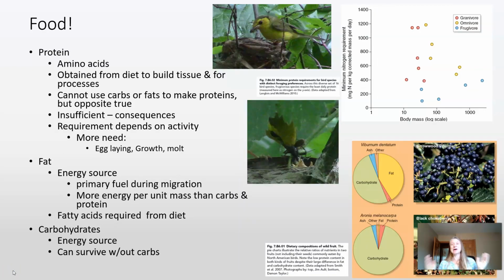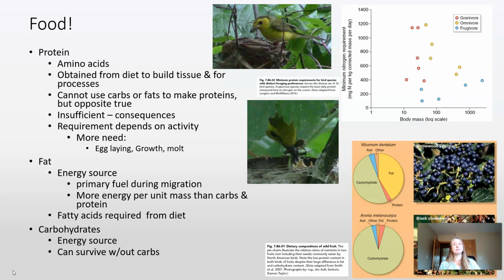All right, now we're going to talk about food. We'll get into foraging later, but in general, we do need to touch on food when we're thinking about energy balance and energy budgets. So 3 main components in food that we need to talk about are proteins, fats, and carbohydrates. Protein is really important because this is how we make amino acids. This is how we make our tissue.